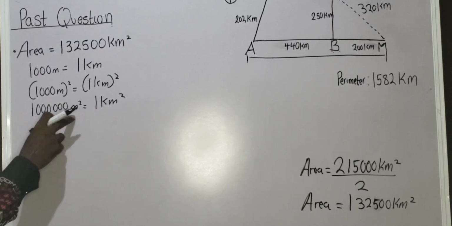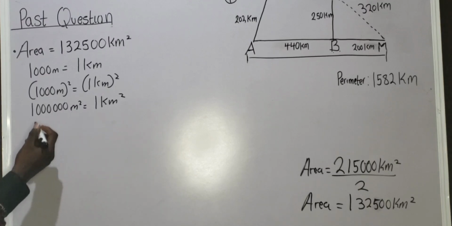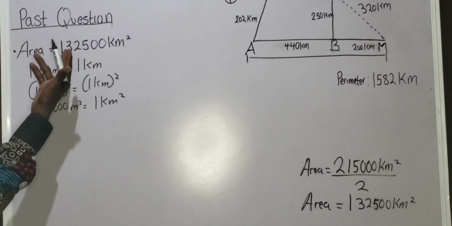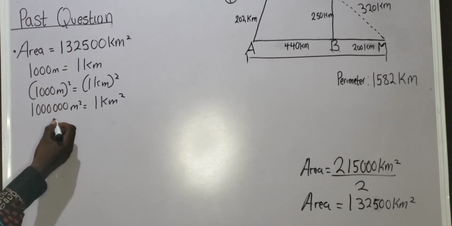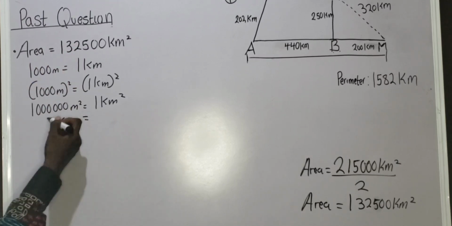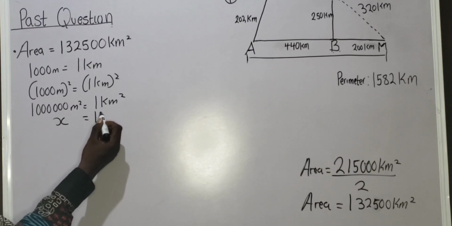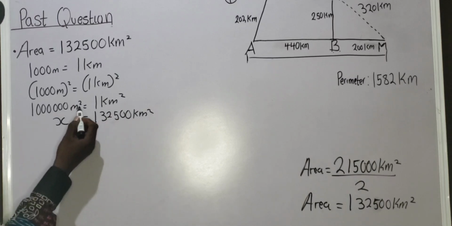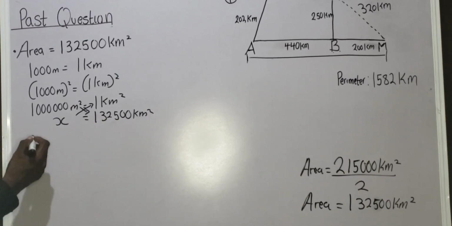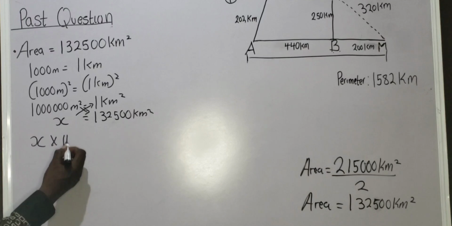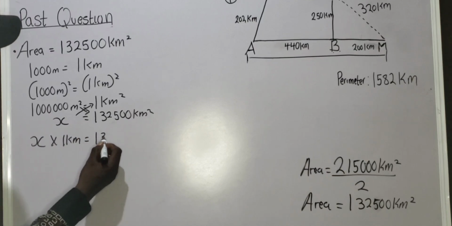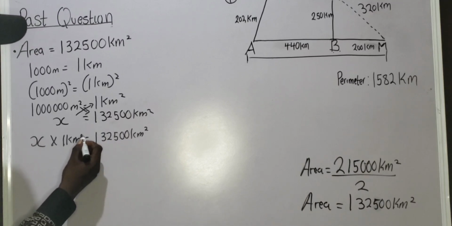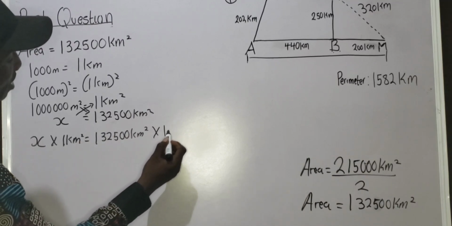Since I know that 1 million meters squared is equal to 1 kilometer squared, now I will represent 132,500 kilometers squared as x in meters squared. So x meters squared is equal to 132,500 kilometers squared. In this case, I'm going to cross multiply. So I have x multiplied by 1 kilometer squared is equal to 132,500 kilometers squared multiplied by 1 million.